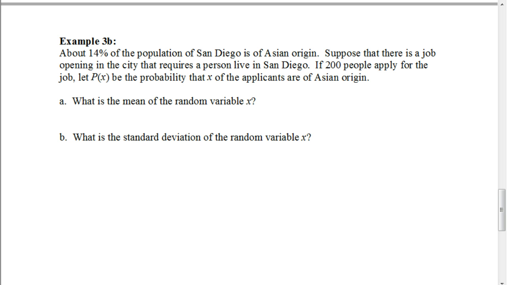In this case, about 14% of the population of San Diego is of Asian origin. Suppose that there is a job opening in the city that requires a person to live in San Diego. If 200 people apply for the job, let P of x be the probability that x of the applicants are of Asian origin.